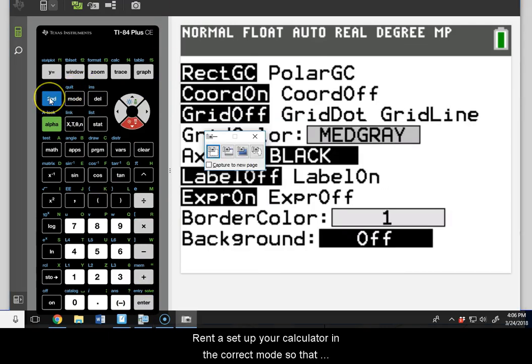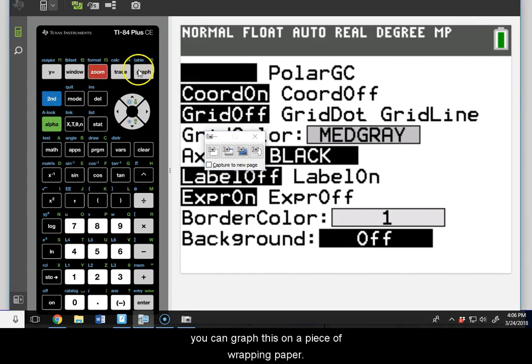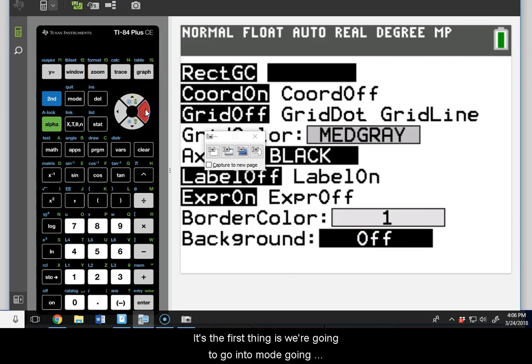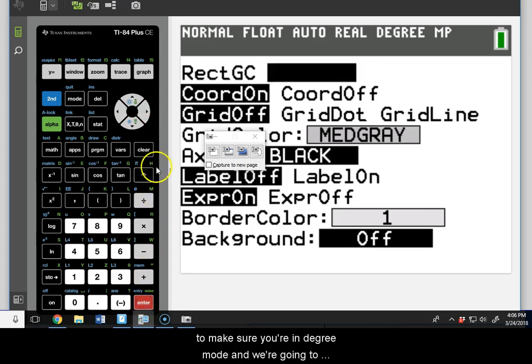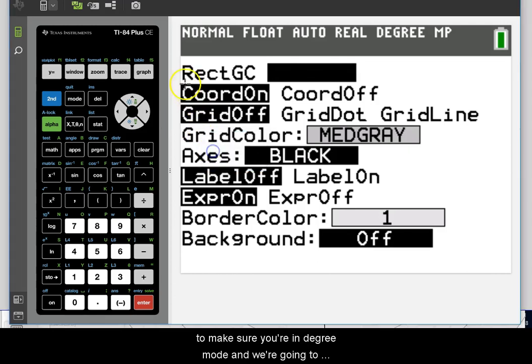The second thing you're going to do is format. So you're going to hit second zoom, and you're going to move on the top line from rectangular graphing coordinates to polar graphing coordinates, and then hit enter. All right, so we'll take another screenshot of that.